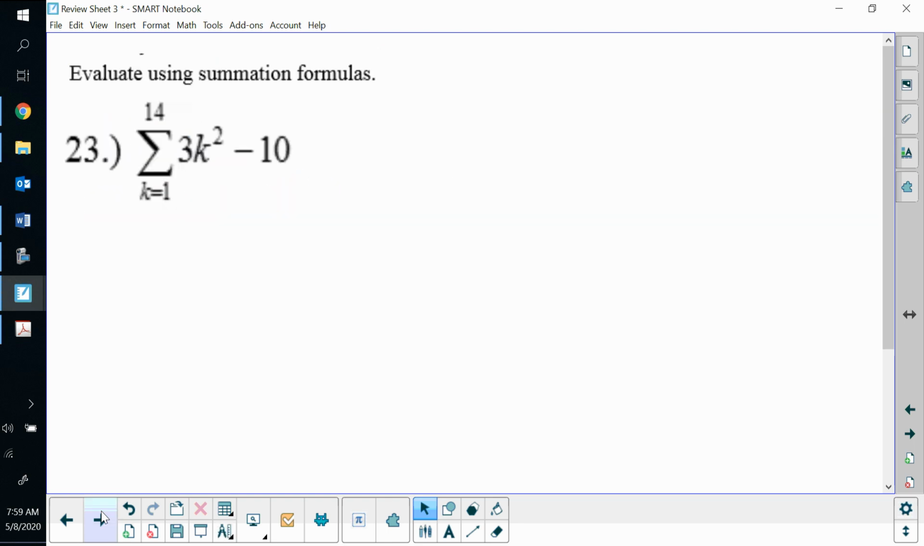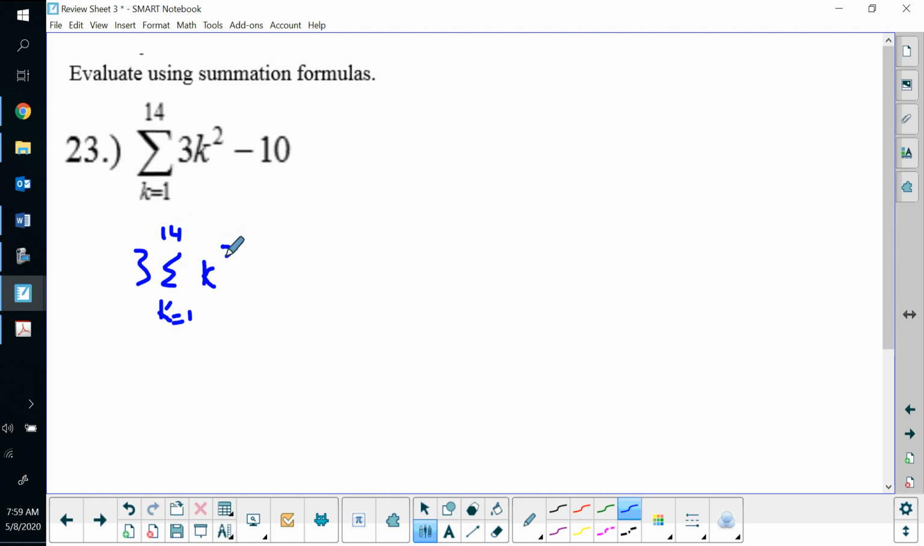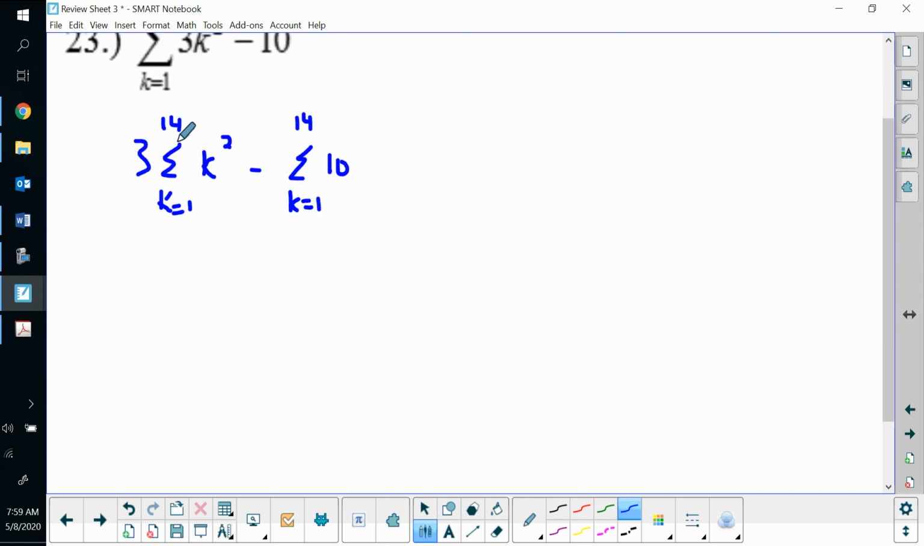And we'll finish off with 23, which is one of our summation formula ones. Your summation formulas are on the front page of review sheet 3. So we want to rewrite this as 3 summation k equals 1 to 14 of k squared, minus the summation of k equals 1 to 14 of 10. So our n in this case is 14.